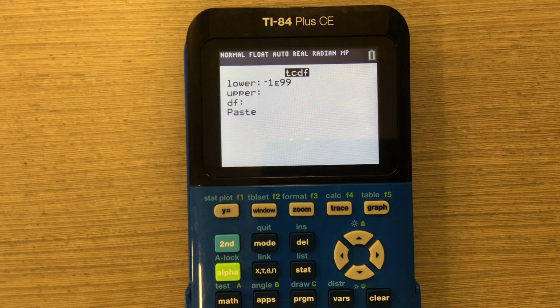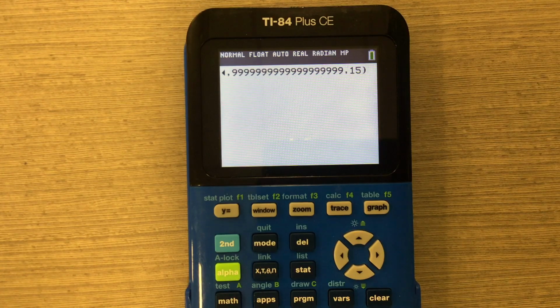So in our particular case, our lower bound actually is the test statistic that we did find, which is 2.00 to be specific. And then our upper is actually infinity, but we're just going to press a bunch of 9s until we get tired. And then degrees of freedom. Degrees of freedom is n minus 1. So we had 16 students, that is going to be 15. And then we'll hit paste.